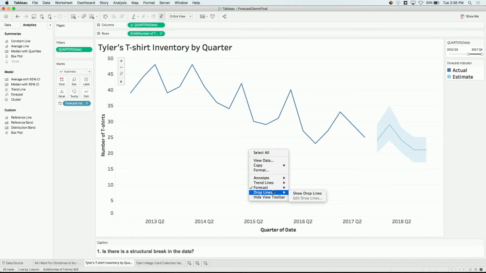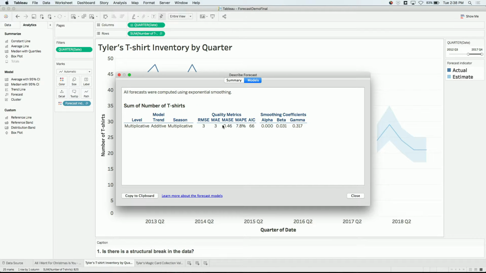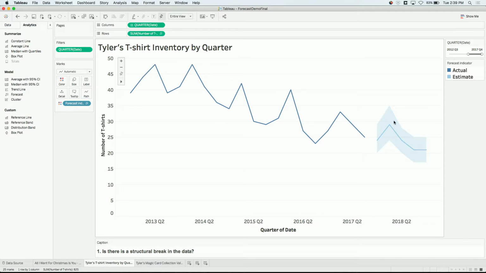Is this a quality forecast? Well, let's describe the forecast again. And we can see the MASE is down to 0.46. 46% as much error as the naive forecast, which is certainly much better than where we started. So I guess I get to keep all my t-shirts after all, because yeah, it certainly looks like they're declining steadily over time.